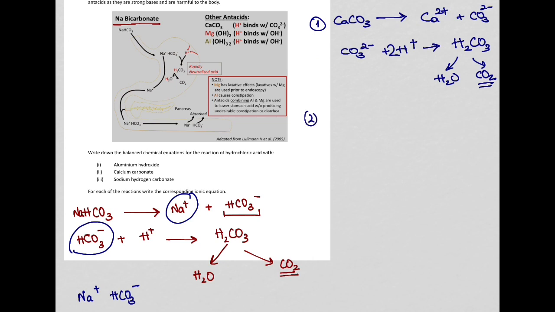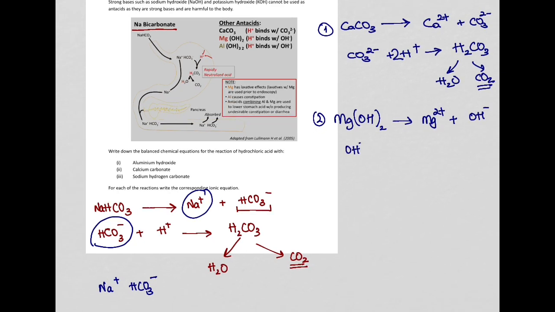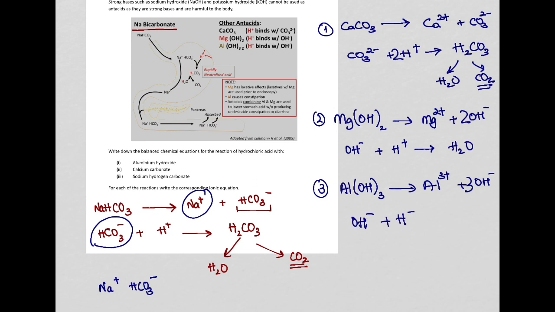If you use another antacid, magnesium hydroxide, this is going to give you magnesium and hydroxide ions. And the OH minus ions are going to react with H plus, the excess acidity, to give you water. And if you have aluminium hydroxide, the same thing, you're going to get aluminium ions and OH minus ions. So 3 here, sorry, there should be a 2 here. Then you have OH minus ions, which will react with H plus to give H2O. So again, you have this neutralization reaction.